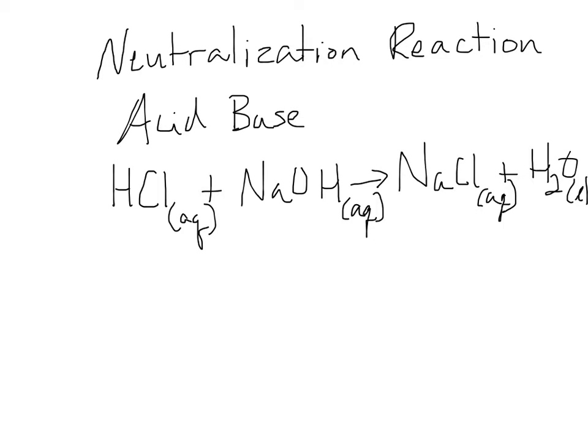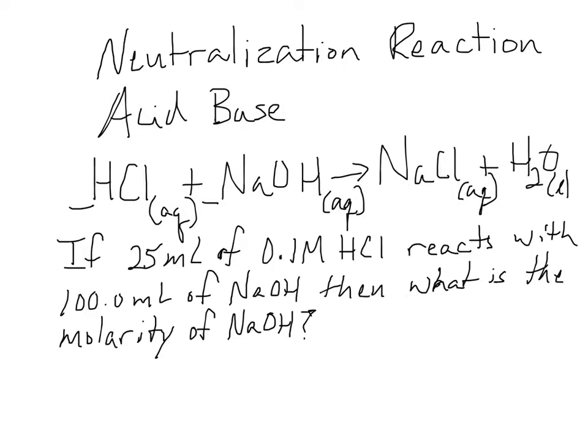So when we are determining the stoichiometry behind this and solving for this particular reaction, we're going to notice that, again, the ratio of hydrochloric acid to sodium hydroxide is going to be in a 1-to-1 ratio. So if we had a problem, and the problem was if 25 milliliters of a 0.1 molar hydrochloric acid reacts with 100 milliliters of NaOH, then what is the molarity of the NaOH? So there's two ways we can solve this.